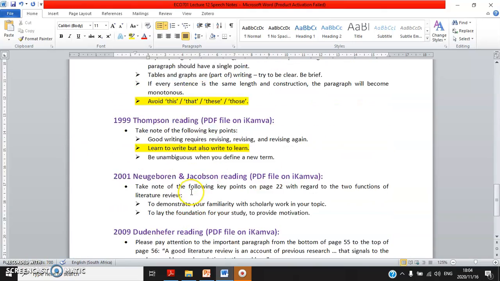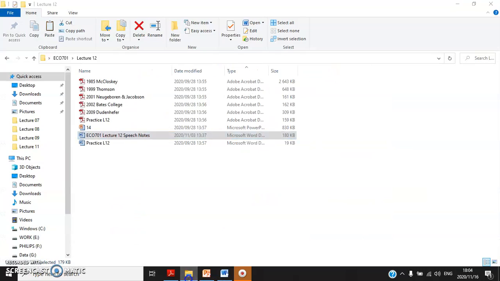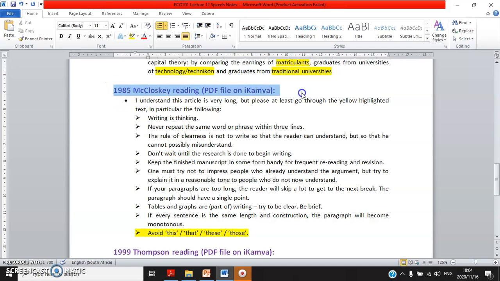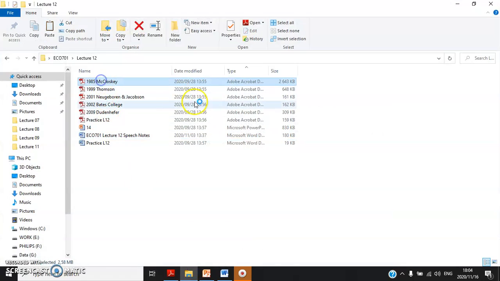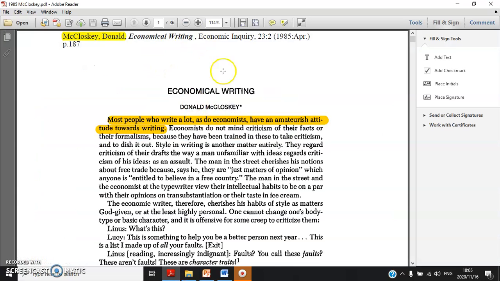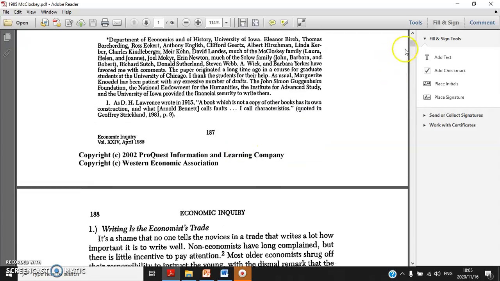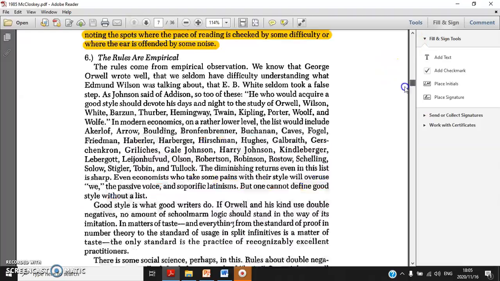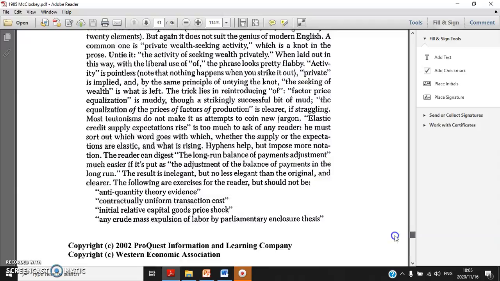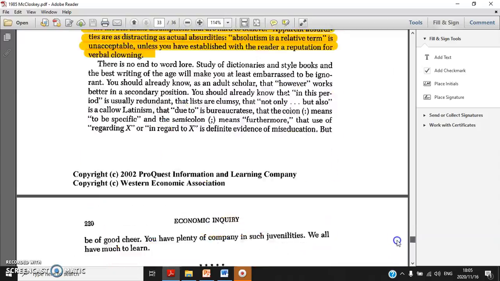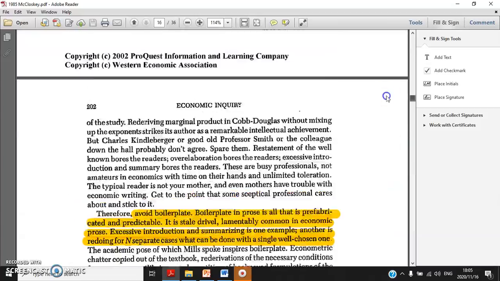Okay, and then there are some supplementary reading PDF files, and I think you should focus on the 1985 McCloskey reading. Quite a nice reading, giving you additional hints on writing. It's quite a long paper, and this is why, again, if you have some tight time pressure, maybe focus on the yellow highlighted text.